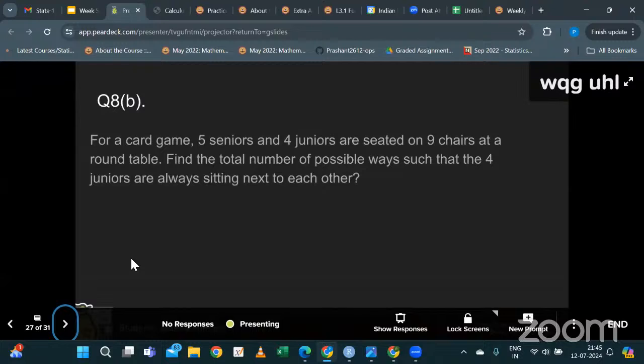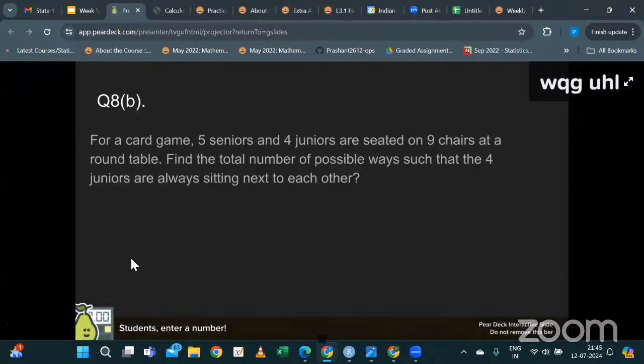The same question for the card game. The 5 seniors and 4. Sir, small doubt, sir. Just tell me. Sir, can we generalize that in always seating arrangement questions, it is always ordered, for all seating type arrangement questions?